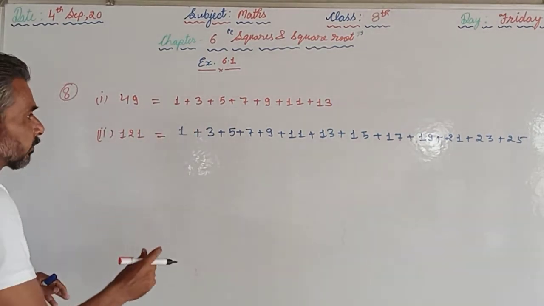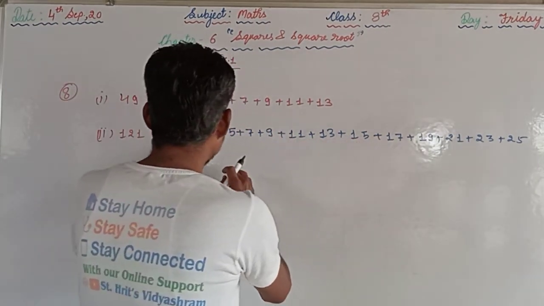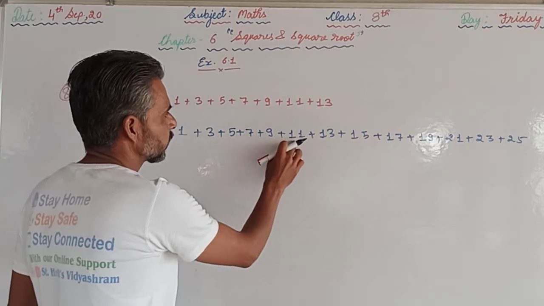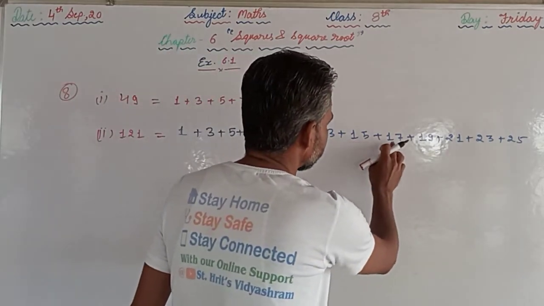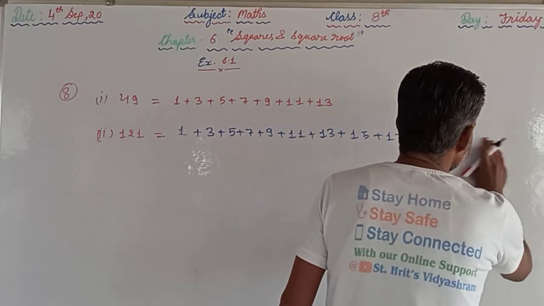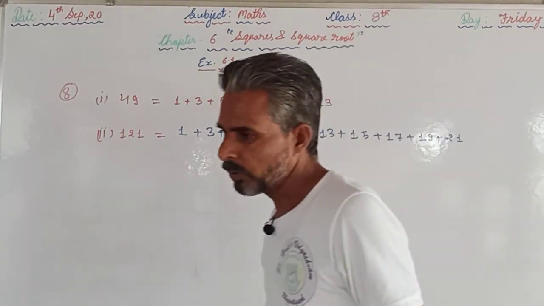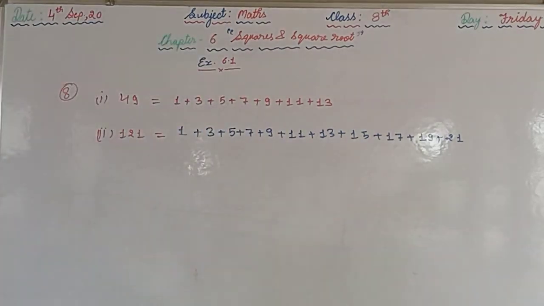11 elevens are 121. So 1, 2, 3, 4, 5, 6, 7, 8, 9, 10, 11. So we should have up till 21 only. 11 odd numbers we should have. So like this we can proceed with such types of questions.